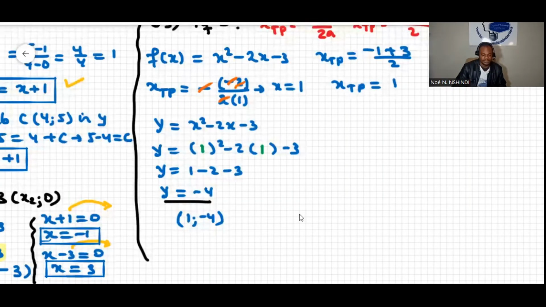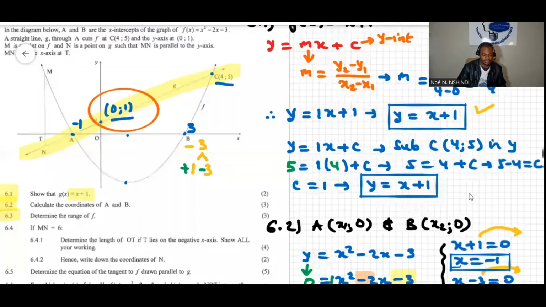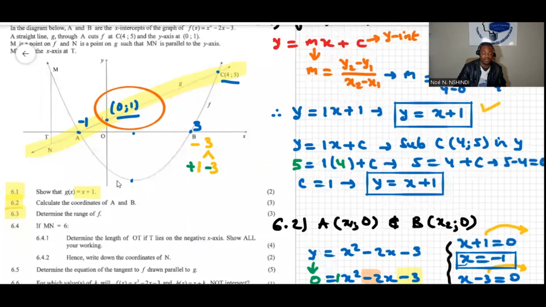So we will then say, therefore, the range of f is y greater than or equal to -4. You can check it out here. It's all the values that are more than -4, because if it's less than -4, it's outside the range. So -4 upward: -4, -3, and then up to there.